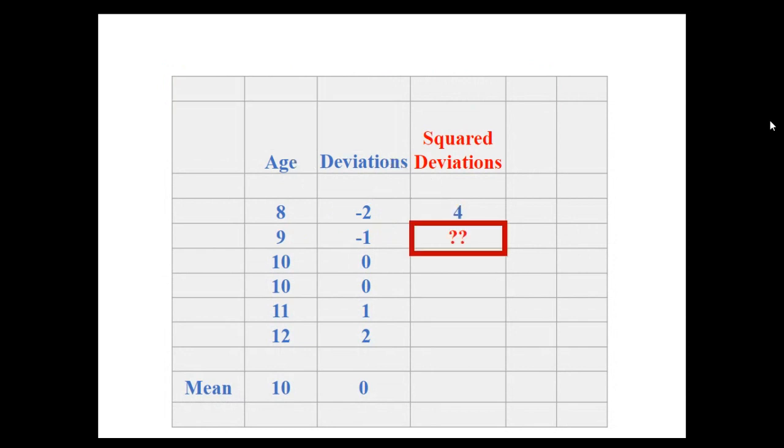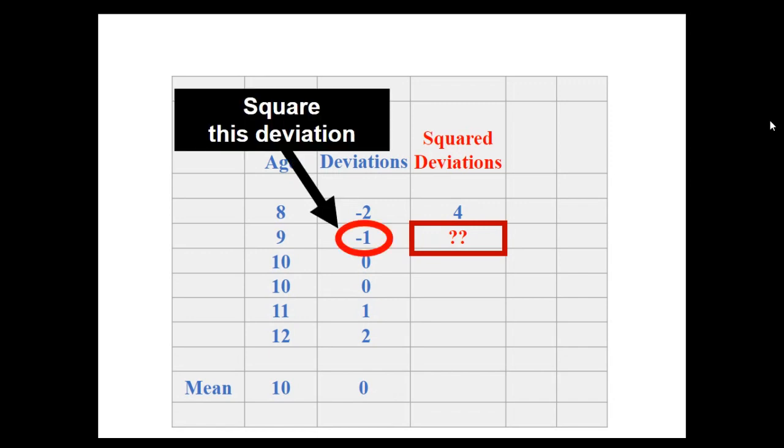Okay, now let's fill in this cell. We need to square -1. And what do we get when we square -1? Right, -1 times -1. You know it's going to be positive because a negative number times a negative number equals a positive number, and we get 1.